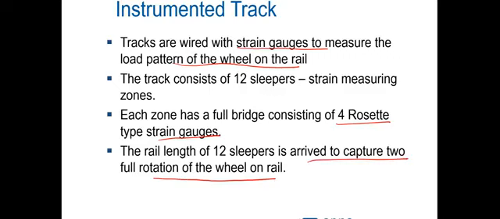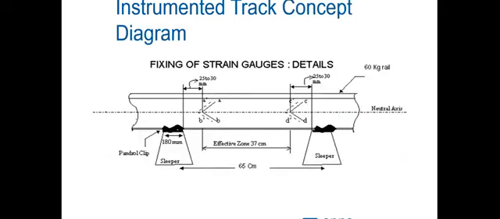Because if we don't capture the full rotation, it's possible that this is the wheel, here there is a flat, and you might capture the rotation from here to here and miss out on this part and think that the wheel is perfectly okay. So that's why it's very important to capture the full rotation. So this is how you fix on it.